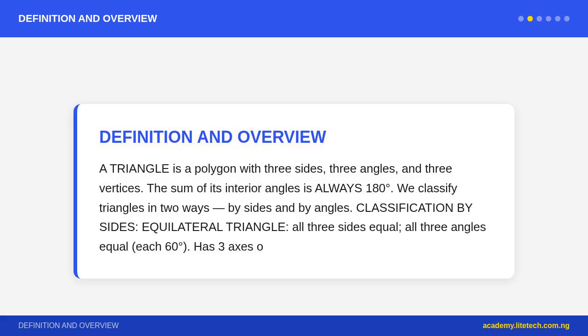Obtuse angle triangle: 1 angle is greater than 90 degrees, obtuse. A triangle can only have 1 obtuse angle, because if 2 angles were obtuse, their sum would exceed 180 degrees, which is impossible. A triangle can belong to both classifications simultaneously. For example, an isosceles right angle triangle has 2 equal sides and a 90 degrees angle.